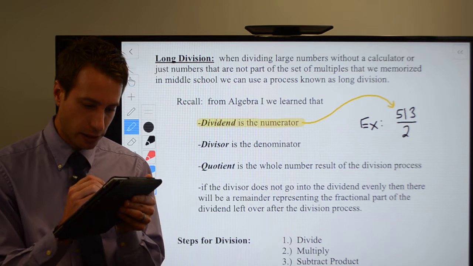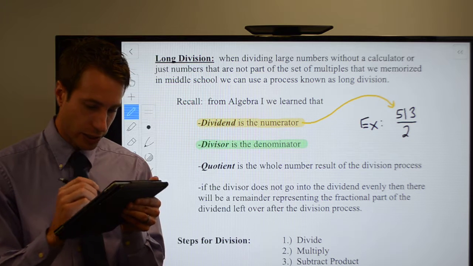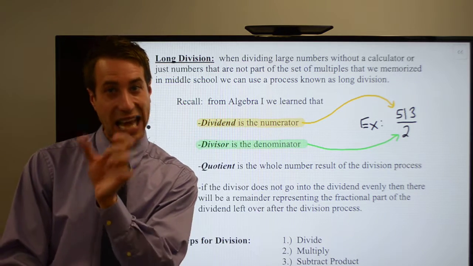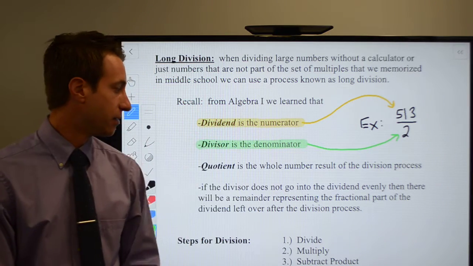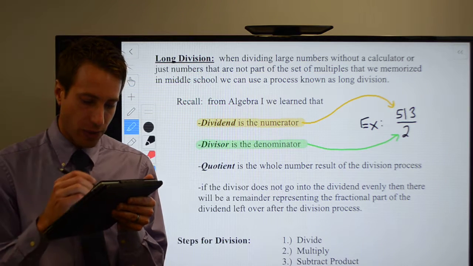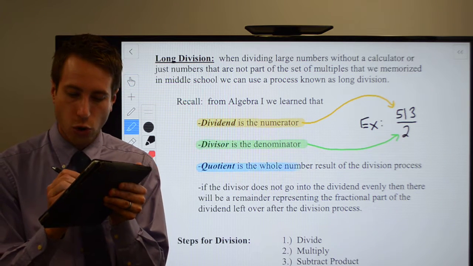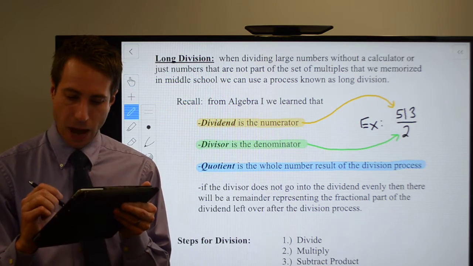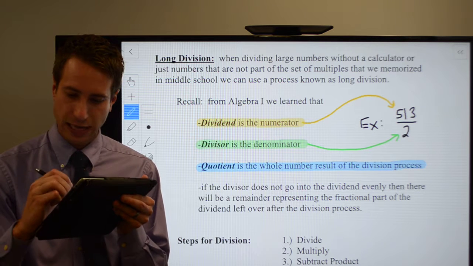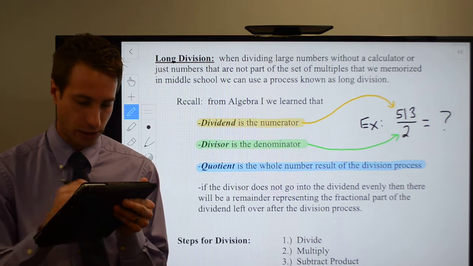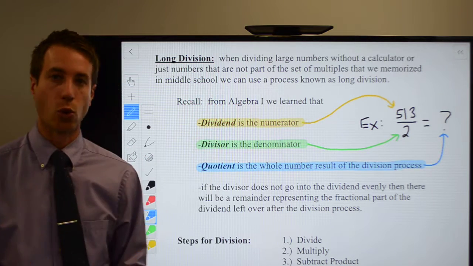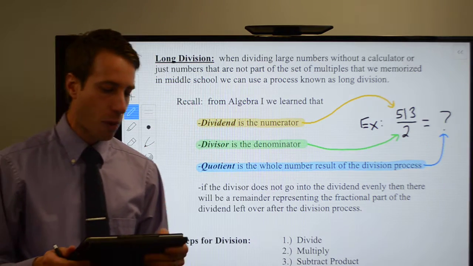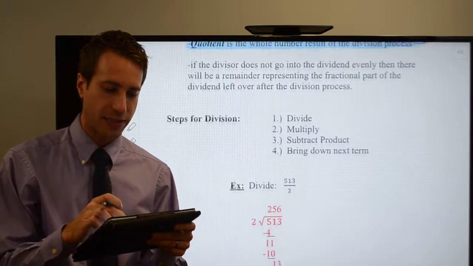The divisor is going to be your denominator, that guy right there. The divisor is what goes on the outside of the long division symbol. And then your final answer is what we call the quotient. It is the result of doing the long division, and that's what this whole thing is equal to. The quotient is what's going to be above the long division symbol.